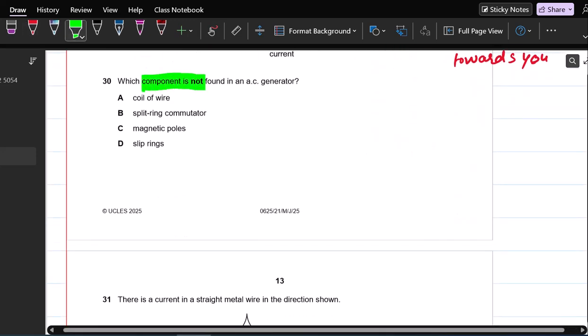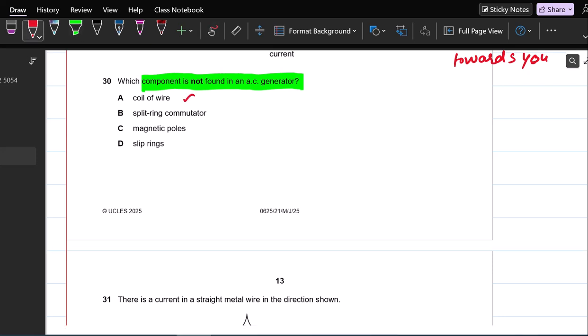Moving to question 30. Which component is not found in an AC generator? Okay, coil of wire, yes, it is present. Split rings, commutator, no, it is not present, it is present in DC motor. So B is right. Magnetic poles are there, slip rings are there in AC generator. Not found, that is split ring.